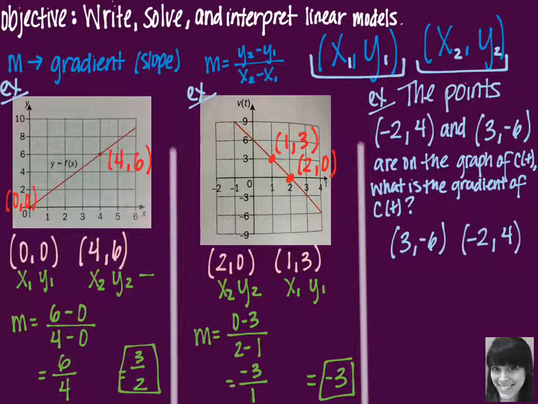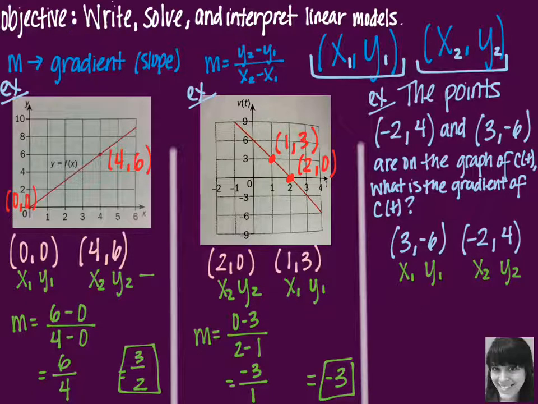Okay, so let's label this one as x1, y1, x2, y2. If you want to test to see if you get a different answer, you could always do the opposite and do x2, y2, x1, y1, and see if you get the same answer that I do.